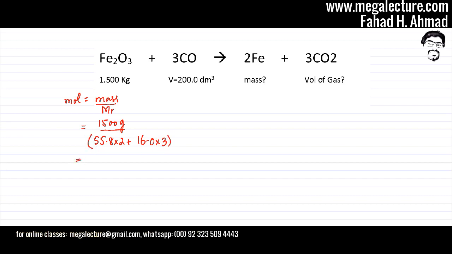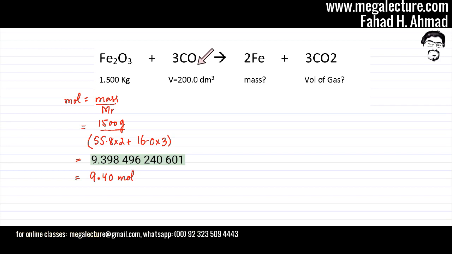If you solve this on your calculator, there are lots of trailing decimal places in the value. Remember, the mass was accurate up to 4 significant figures, whereas the relative atomic masses in the periodic table were accurate up to 3 significant figures. So remember to use the least significant figures. I'm going to round it off to 3 significant figures, so the value is 9.40 moles. These are the moles of Fe2O3 that you have.